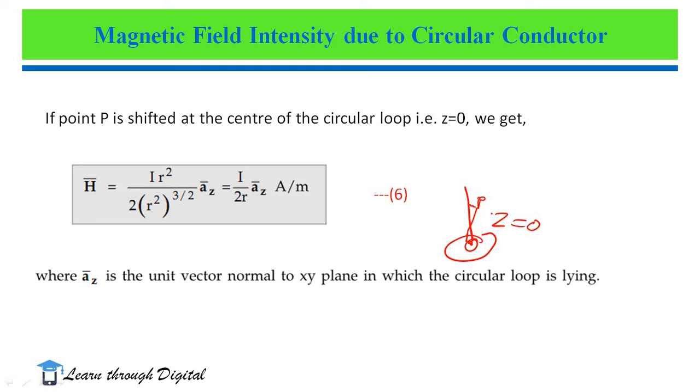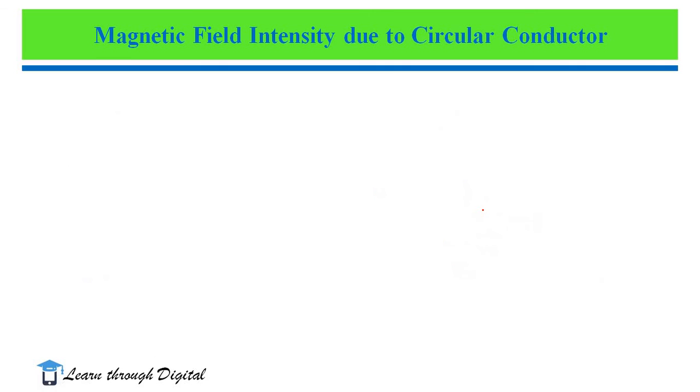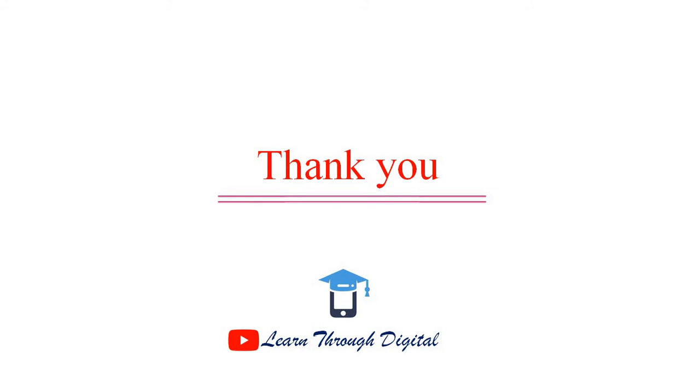So in this way we find the magnetic field intensity due to circular conductor. I hope now you are very clear about the derivation of magnetic field intensity due to circular conductor by using Biot-Savart law. Thank you.